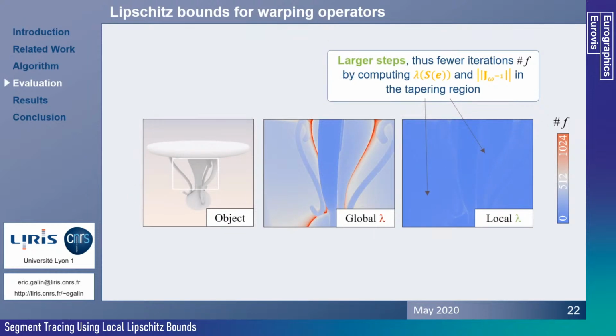This example shows the benefits of computing an accurate local bound for a tapering operator that shapes the stem of the table. With a global bound, many iterations are necessary to check the ray surface intersection in the tapering region. In contrast, computing a local bound along the stepping segments drastically reduces the number of field function calls.